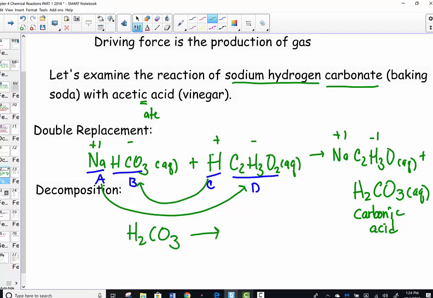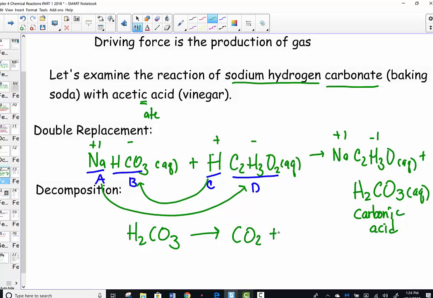When H2CO3 breaks into simpler pieces, it bubbles. It's the evidence of change that you see when baking soda and vinegar come into contact with one another. You see it start bubbling. The identity of those bubbles is carbon dioxide gas.